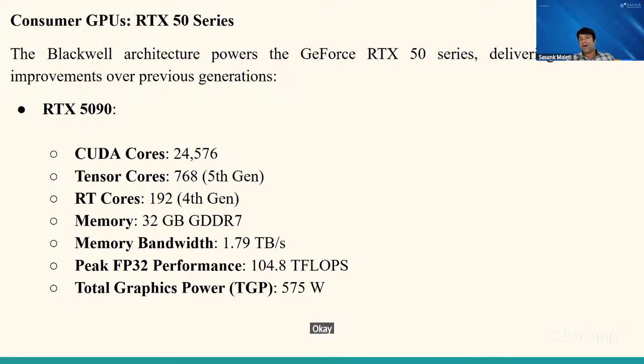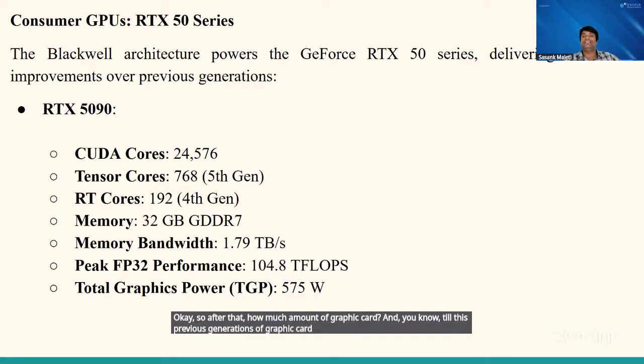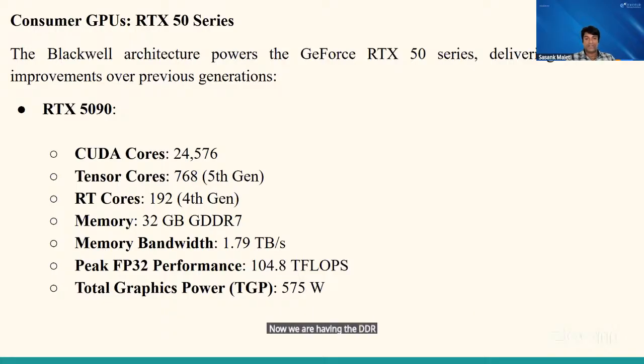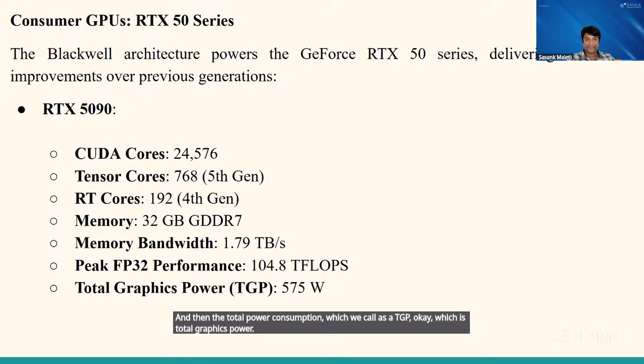So after that, how much graphic card amount, and till the previous generations of graphic cards, we have only till DDR6. Now we are having DDR7 technology as well, and also they have the memory bandwidth, and then the peak performance, which is the TFLOPS, and then the total power consumption, which we call TGP, which is total graphics power.